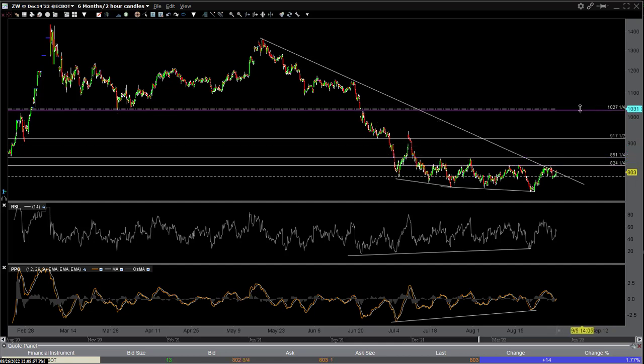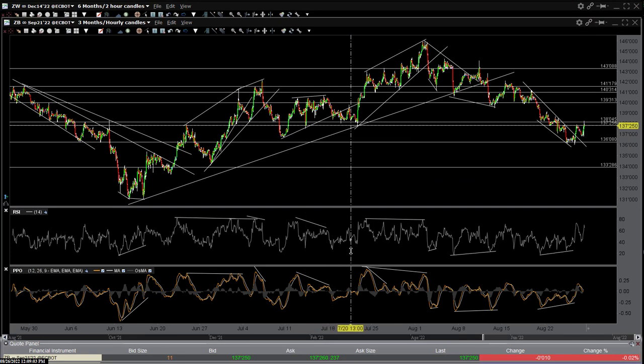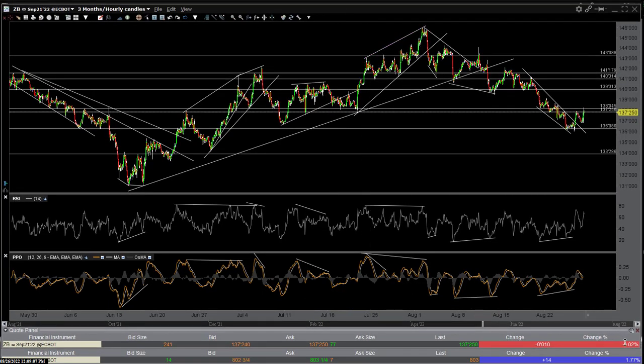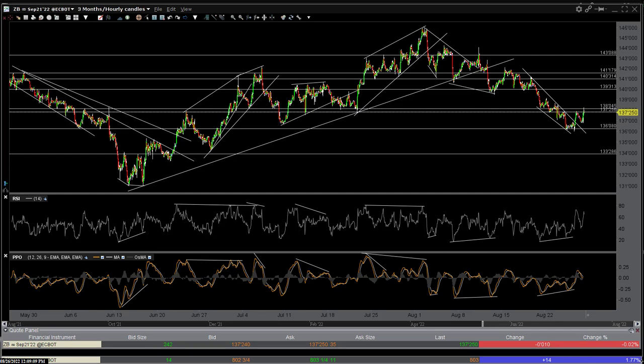Last but not least, an update on Treasury bonds. I'm going to cover ZB. It's a futures contract, which is what I trade, but if you don't trade futures, TLT would be your ETF. I'm going to resize this.